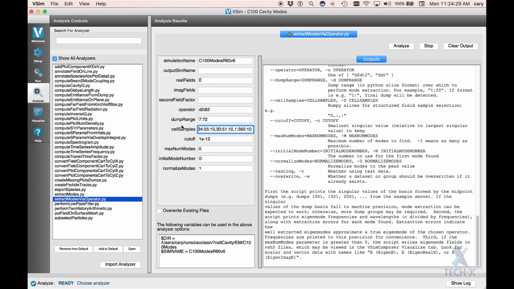This is going to give us about 351 points. The vector space will be a vector of length 350. We choose the max number of modes to be -1, which means compute all that you can. We are then ready to do the analysis. We overwrite existing files, and we hit Analyze.